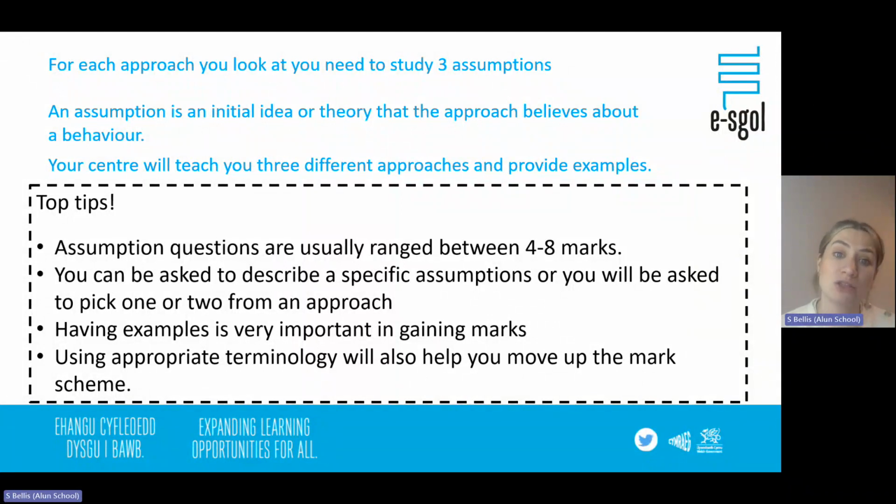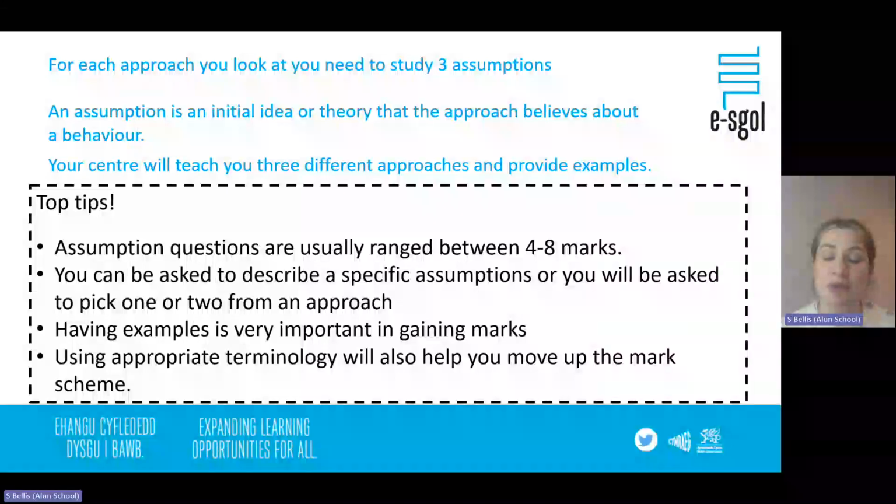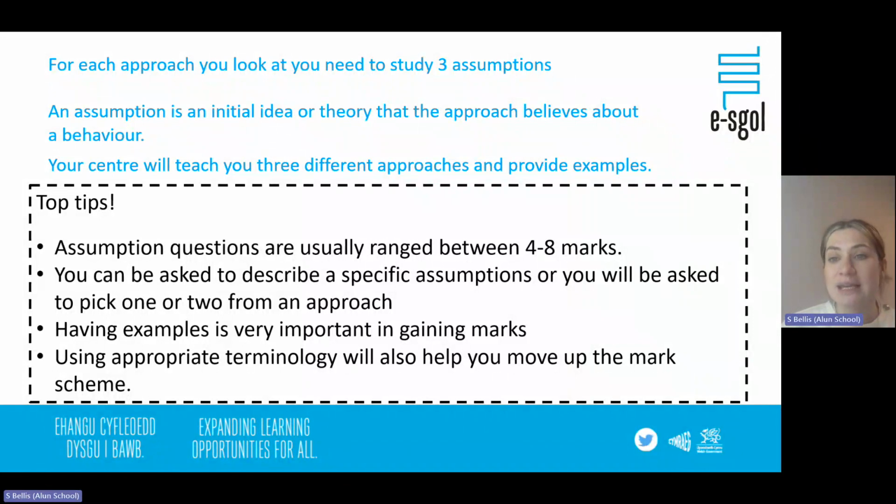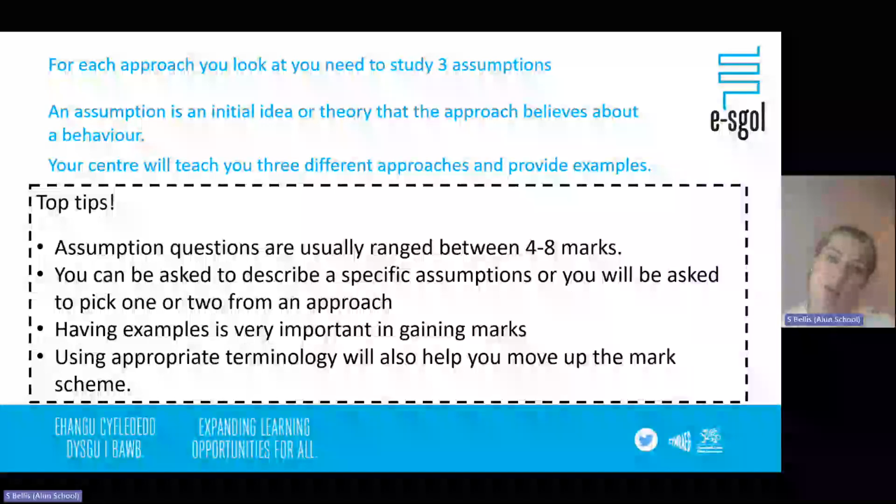So I'm going to look at the biological approach today, but obviously you will also have 3 assumptions for the rest of the approaches as well. Your centre will teach you 3 different approaches and provide examples. Now, every teacher is different and every school and centre is different. So the examples that I give you and the detail that I give you around these examples may be slightly different to what you learn, but I am sticking to the specification of the AS psychology exam board. So lots of this you will be familiar with.